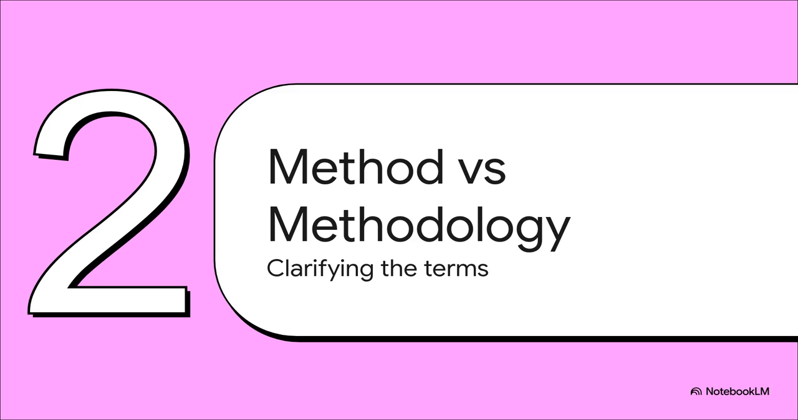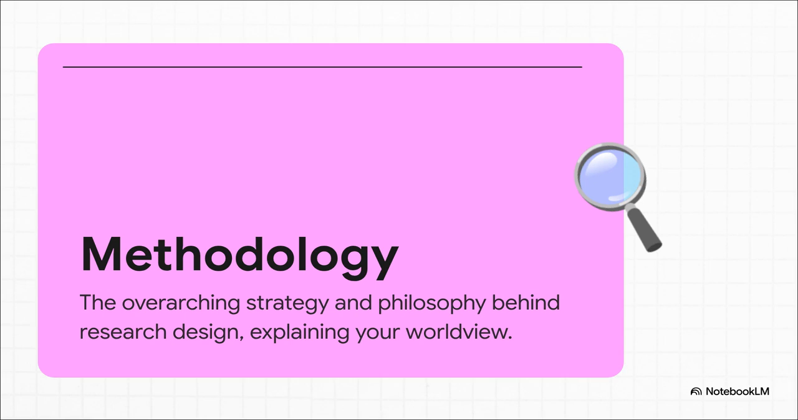Moving right along to Section 2, Method versus Methodology. Okay, stepping into the philosophical core of research, we really need to clarify 2 terms that confuse even seasoned academics. Let's start with methodology. This is the overarching strategy and philosophy behind your research design. It explains your worldview and the core reasoning for your approach. It's that higher-level thinking that guides you. Methodology essentially answers the critical how and why behind what you're doing. Like, why take a qualitative approach versus a quantitative one? That's your methodology at work.